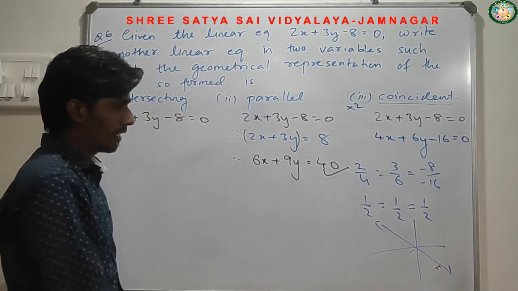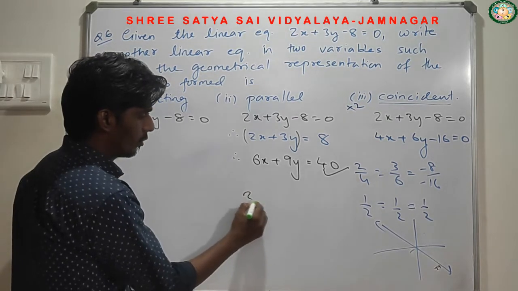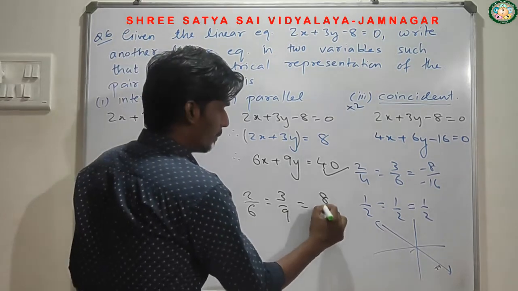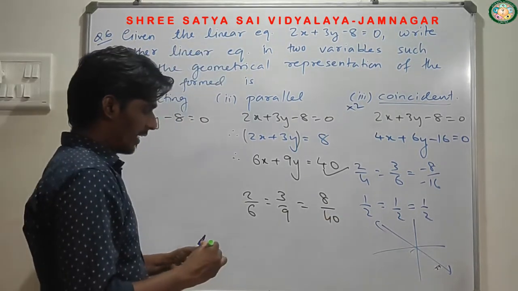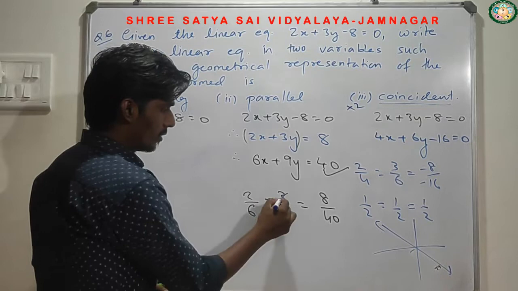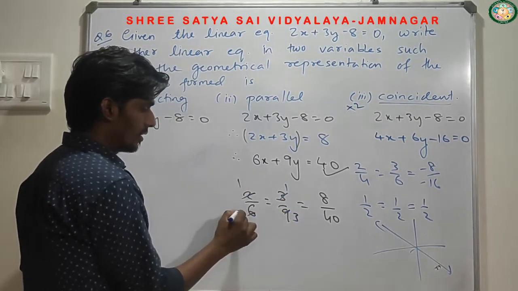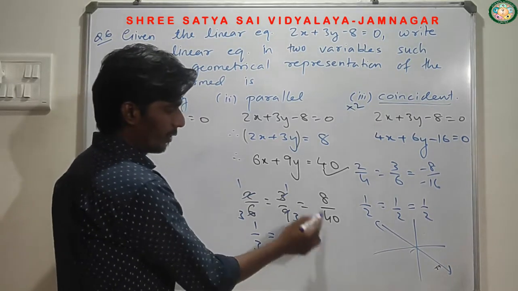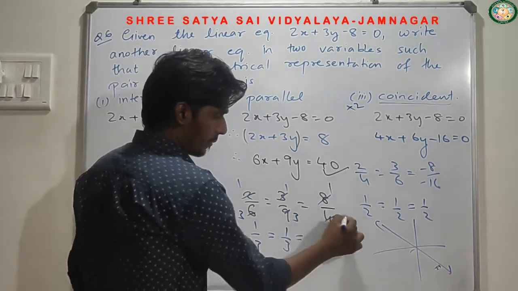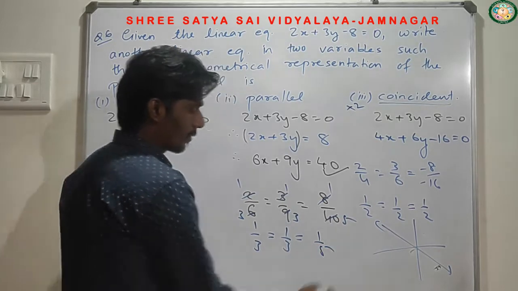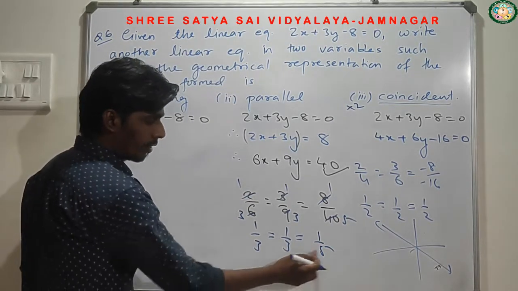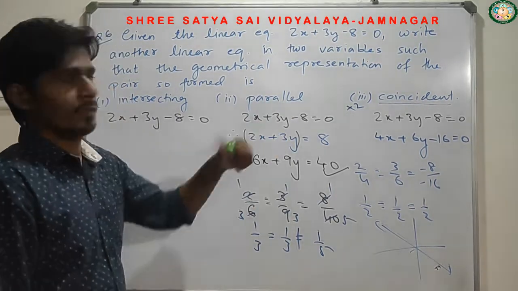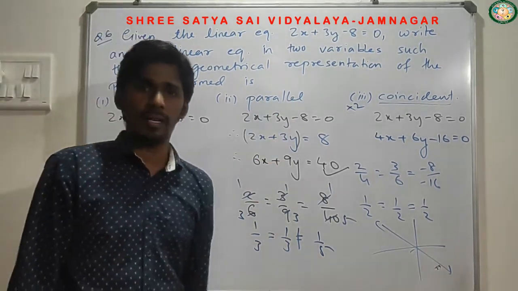So just for verification of the answer, take out the ratio 2 by 6, 3 by 9 and 8 by 40. If you look at this condition, 2 1s are, 3 3s are, so 1 by 3 equals to 1 by 3. But if I reduce this one, 8 1s are, 8 5s are, it's 1 by 5. These two are equal but not this one. So this is not equal. So this is the condition for what? Empty set, or we can say parallel line.